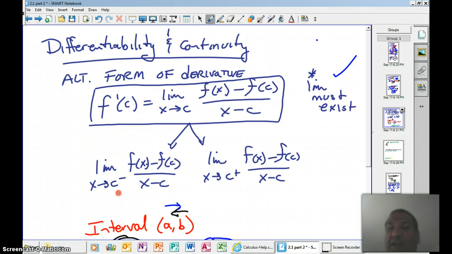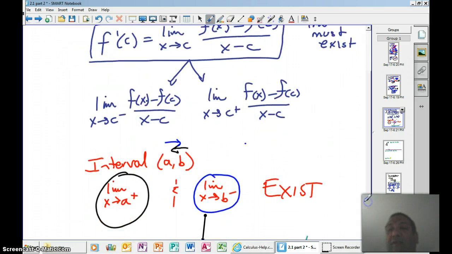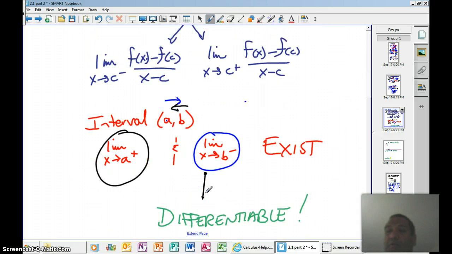I show you that you check the left and the right. If the left and the right are equal, we're good to go. You could check on an interval. If you check the interval, check a coming through positive numbers, check b coming through negative numbers. If they exist, you are, with an arrow, differentiable. Enough said about all the mumbo-jumbo here. Let's see it in action.